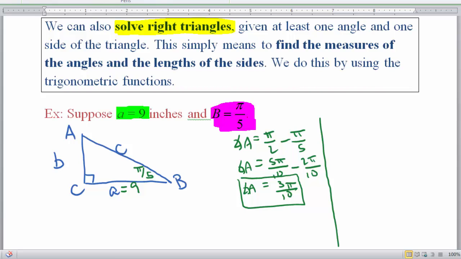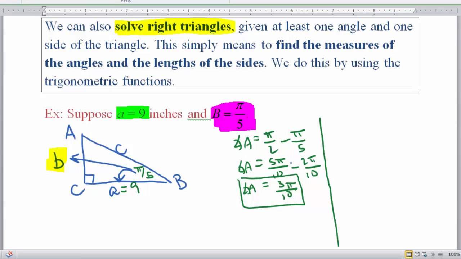Alright, so now let's say we want to find leg B. So if we want to find leg B, what we've got to realize first is what we're given. We were given this angle here, pi over 5, and this leg here, which is 9. So with respect to this angle, pi over 5, leg B is opposite and leg A is adjacent. So which one of our trig functions, sine, cosine, tangent, dealt with the opposite and the adjacent? Well, that was tangent, right?